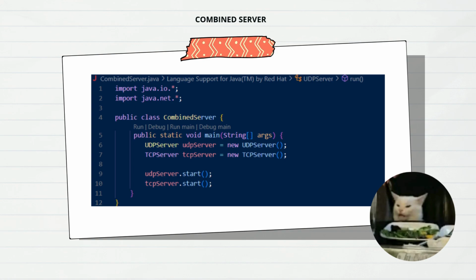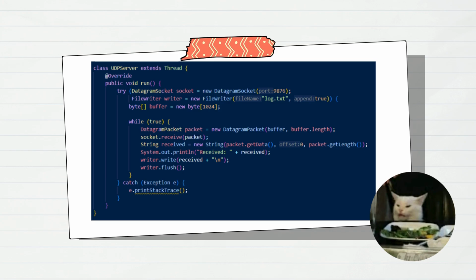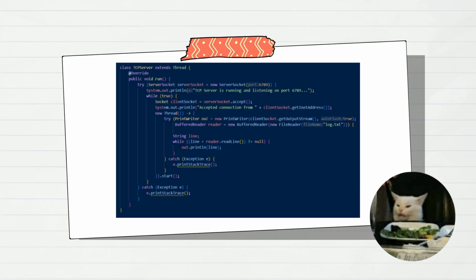The combined server class initiates both a UDP and a TCP server by creating instances of UDP server and TCP server and starting them as separate threads. The UDP server class listens for UDP messages on port 9876 using a datagram socket, and upon receiving a message, it logs the message to a file named log.txt. This process runs indefinitely in a loop.